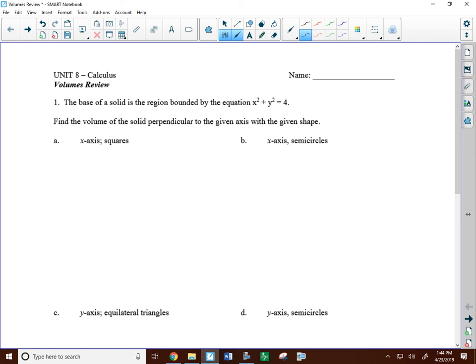Okay, Mr. Hunt here, I'm reviewing the volumes review. Two types of questions here. First is cross-sectional volume. That's going to be number one. Then there's disk and washer questions moving forward about revolving.